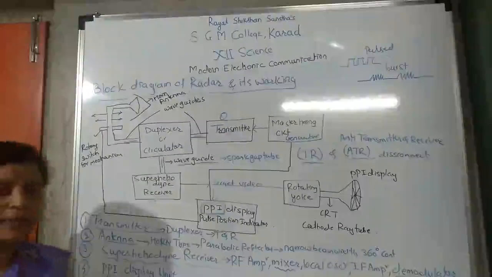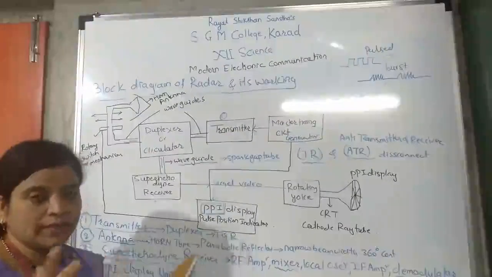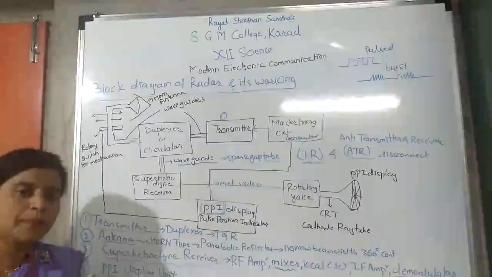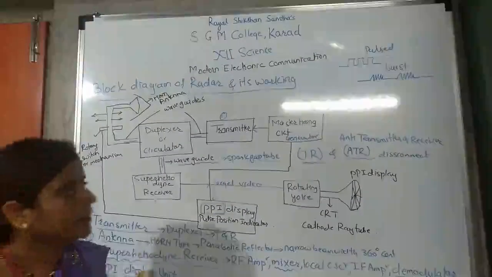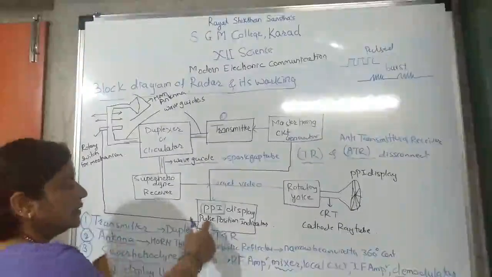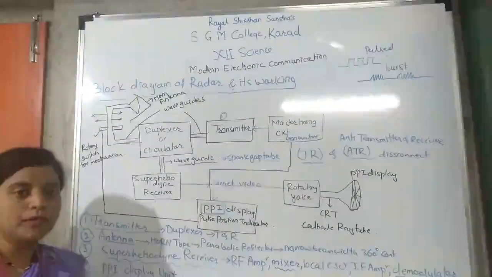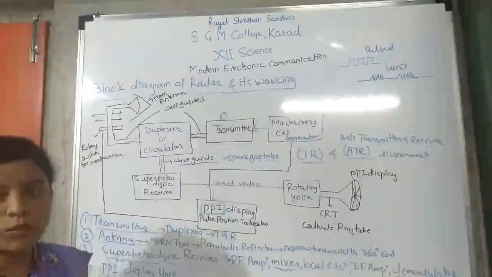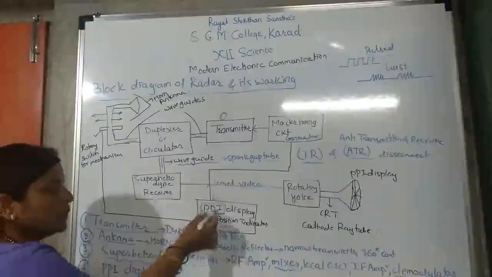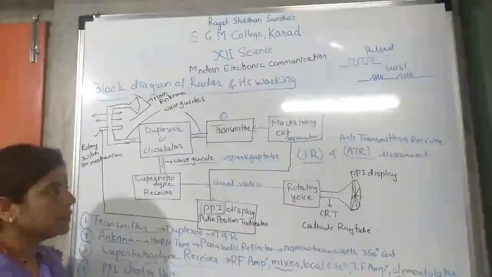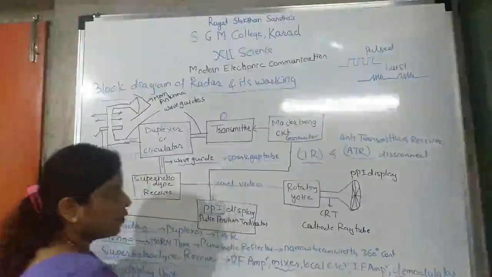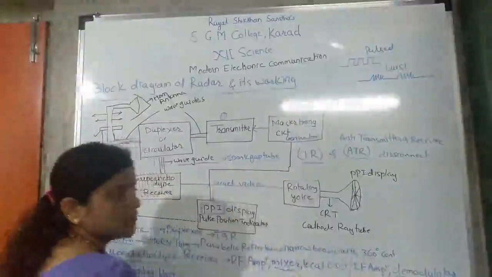Display unit means what? What is the function of display? It gives the output of the signal. Whatever we have sent is displayed at last, at the output. So what happened here? Our input is displayed here. So which type of display is used here? PPI display is used. This PPI display has what? A CRT is used.